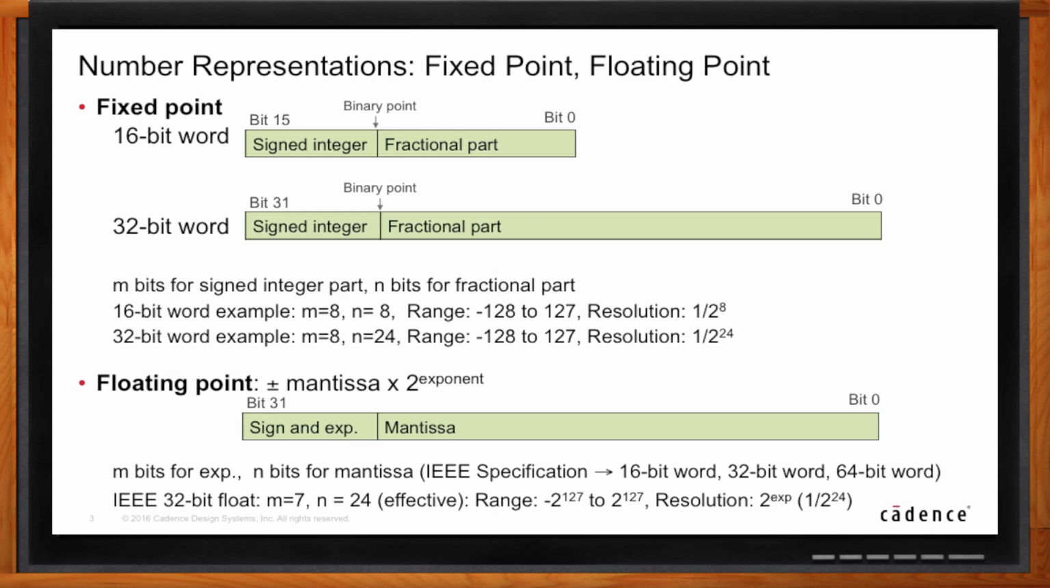Okay. So, Pushkar, I can't just randomly pick some fixed point precision, right? How do I know which one I want?